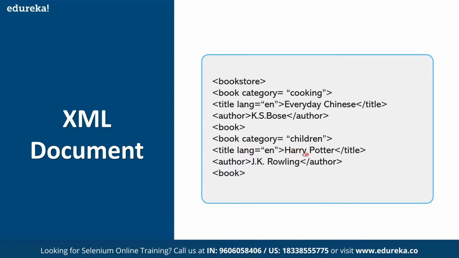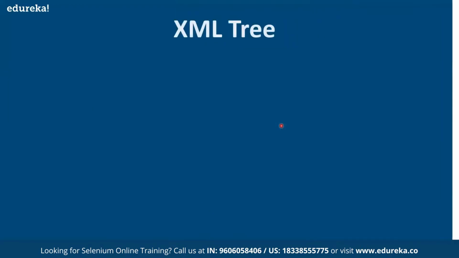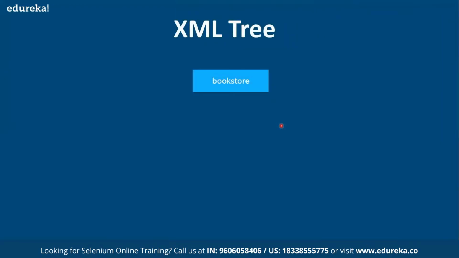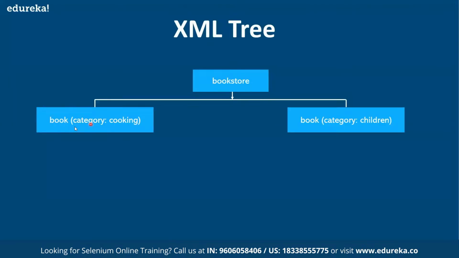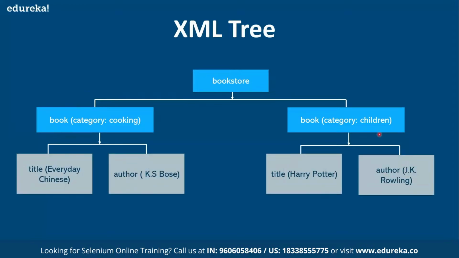The title of the book is Harry Potter and the author is J.K. Rowling. And the other book was Everyday Chinese, K.S. Bose. If you see the tree structure, how would it look? In the XML tree structure, first bookstore was there, and then two categories come, cooking category and children category. Now in this, title will be there and author is there.